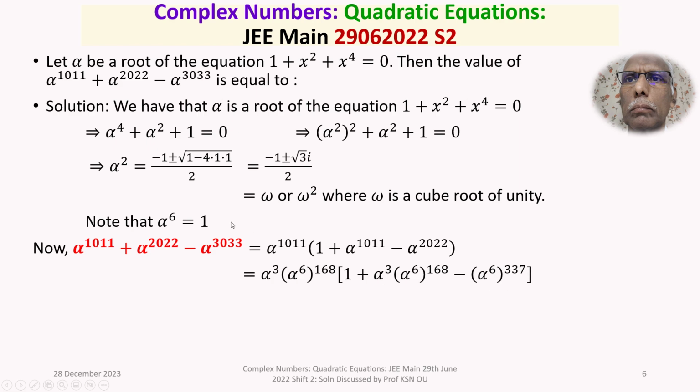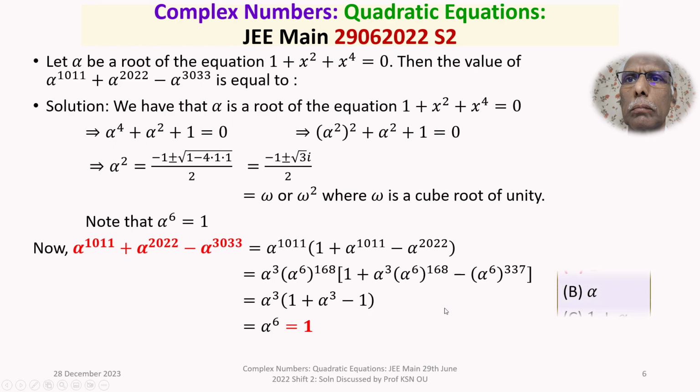Alpha to the power of 6 is 1. So this will be alpha cube into 1 plus alpha cube minus 1, because alpha to the power of 6 is 1 and 1 to the power of 337 is 1. So you will get 1 minus 1 cancels, and you will have alpha cube into alpha cube, that is alpha to the power of 6, which is equal to 1. So the value of alpha to the power of 1011 plus alpha to the power of 2022 minus alpha to the power of 3033 is 1.